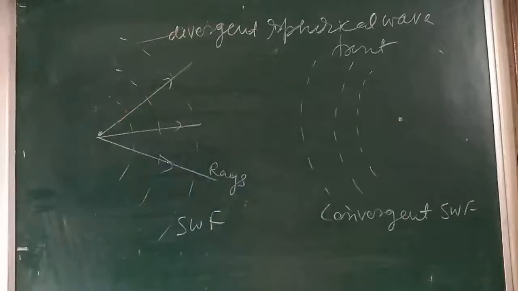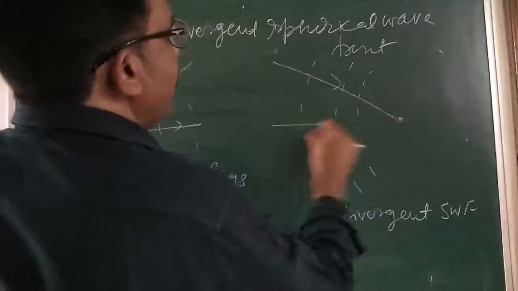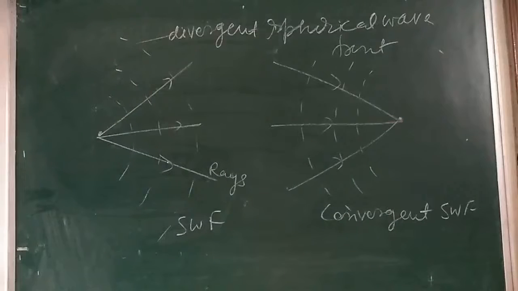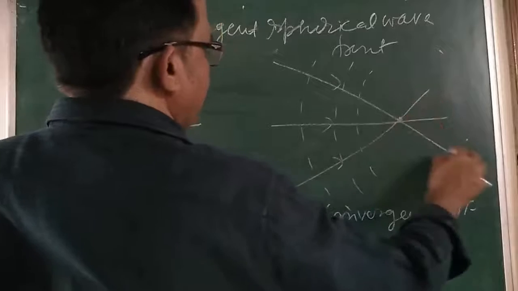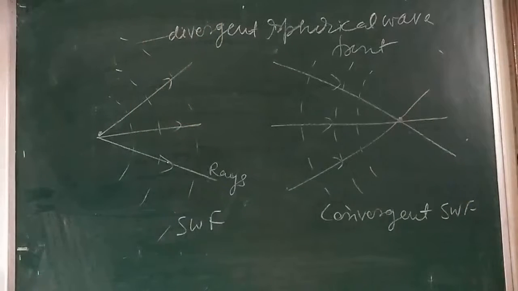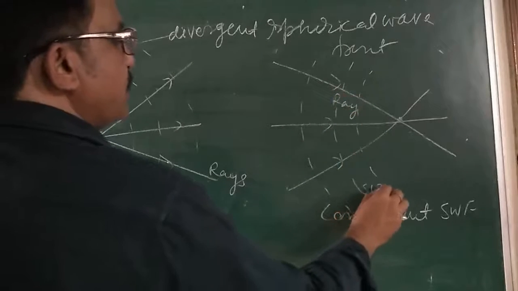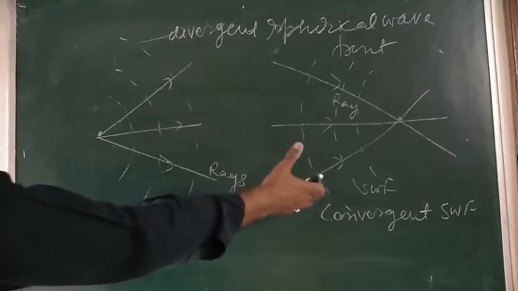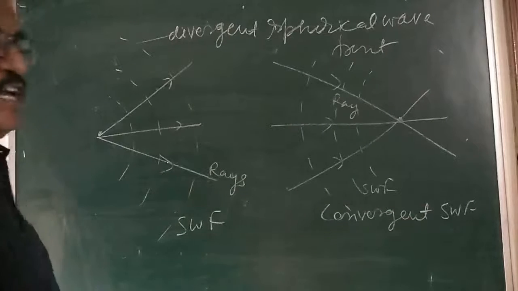Here is a source. We can see that light is meeting at this point. So the wavefront we are getting here is a spherical wavefront, and here are the rays. So this is divergent and this is the convergent spherical wavefront. Draw the diagram.